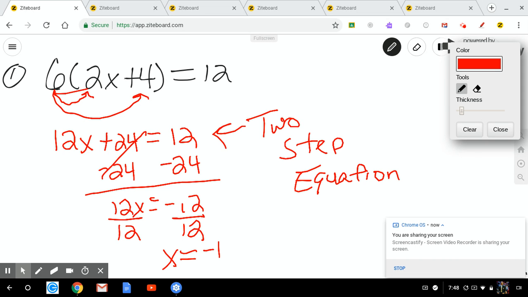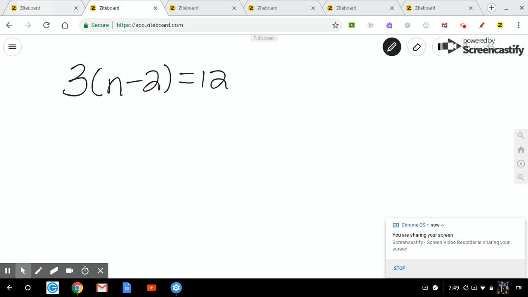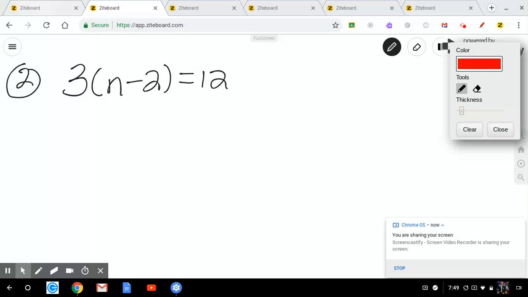Here's example number 2. Okay, this is example number 2. Put this in your notebook, and you can pause if you need to catch up, okay? Again, I've got parentheses, so I got to use the distributive property. So I'm going to take this 3 and multiply it times that n, and also multiply it times this negative 2. So 3 times n is 3n. And 3 times negative 2 is negative 6. Once I've done that, I bring down everything I haven't used.